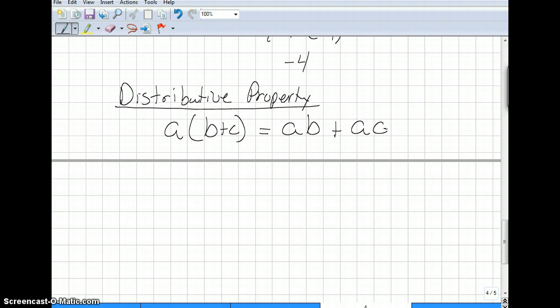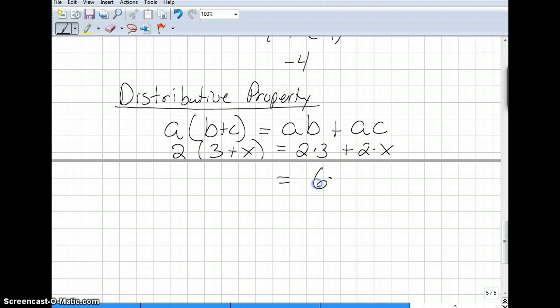In other words, if I have, for instance, 2 times 3 plus x, the distributive property says I can do 2 times 3 plus 2 times x, which when I simplify will give me 6 plus 2x.